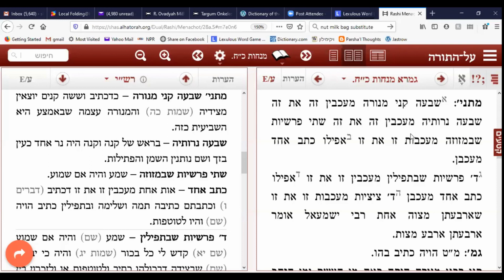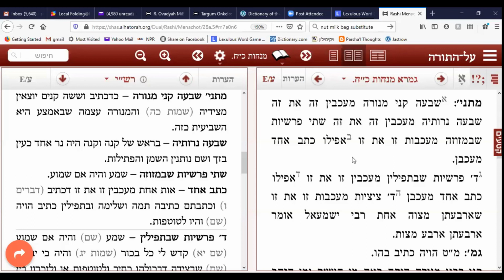Shiva neroteha makvin zeh. So the mitzvah of having the menorah, of building the menorah, you have to have all 7 branches. And then the lamps, each of the candles that you light, also hold each other back. You have to light all 7. There are times when you're cleaning it that you have some lit and some not lit, but that's a separate issue. Shtei parshiyot shebemizuzah ma'akvot zu et zu. The 2 passages that are in a mezuzah hold each other back, right?